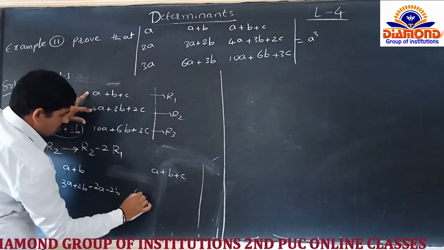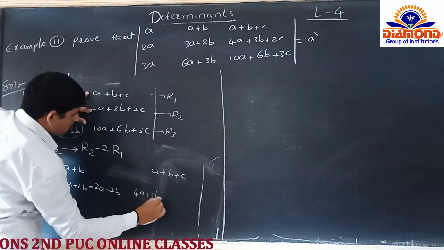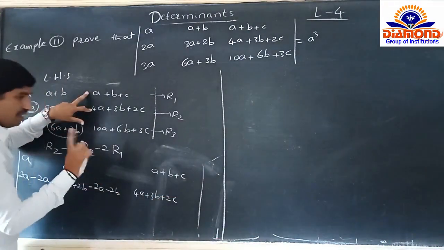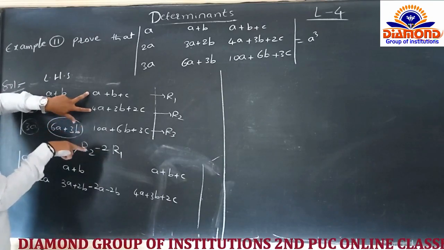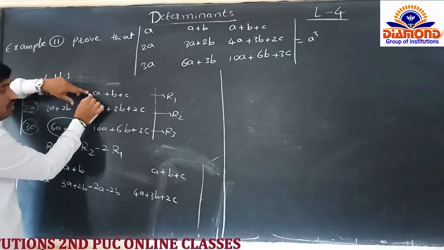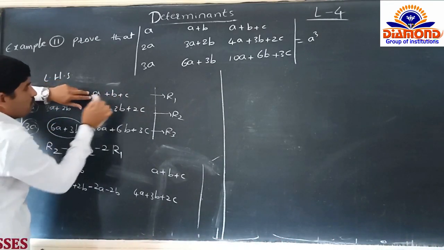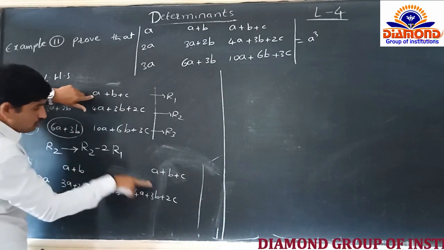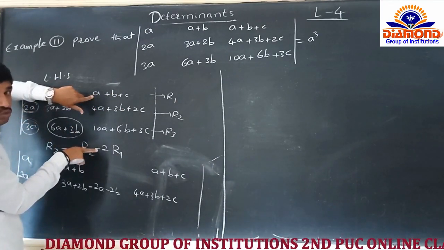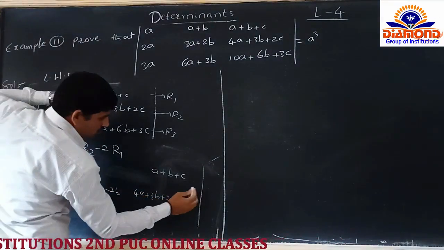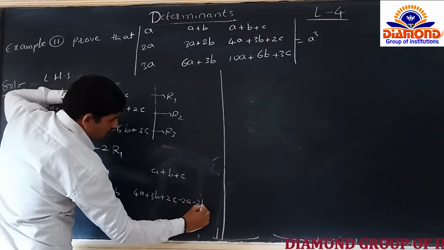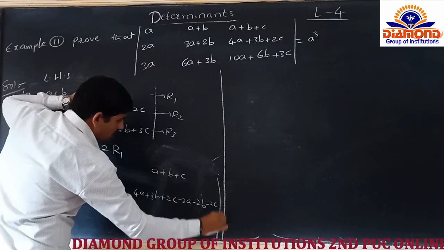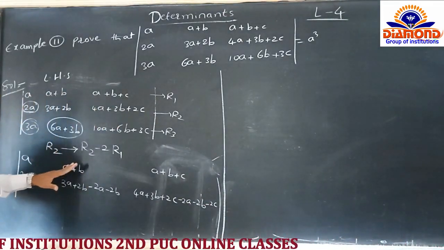What is R2? Actually that is 4A plus 3B plus 2C minus 2 into R1. For whom are we multiplying with 2? For R1. For this total element we are going to multiply with 2. Also we will make the multiplication with minus 4. So minus 2A, minus 2B, minus 2C. Got the concept here?